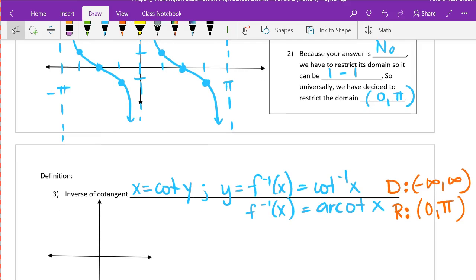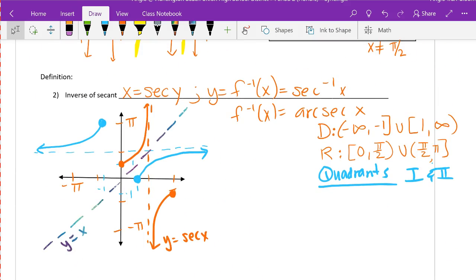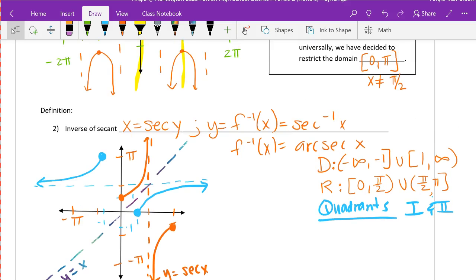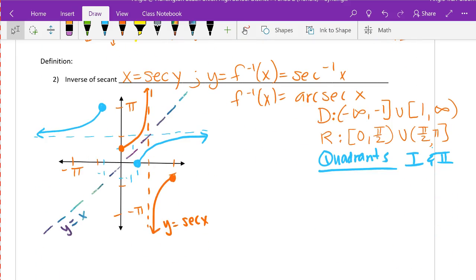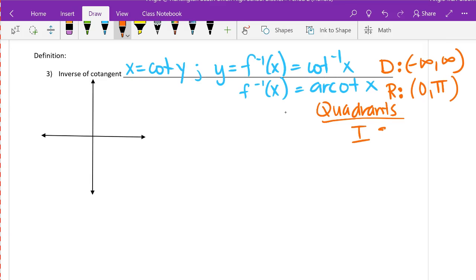All right. Quadrants. Is it 1 and 4? No? So let's look. Is it 1 and 4? 0 to what? As you know, more often I would just say, hey, 2 quadrants, cotangent inverse is in, and you would say 1 and 2. That's right. Let's recap. How many of the cotangents are in 1 and 2? Let's name them. 1 and 2, restriction.